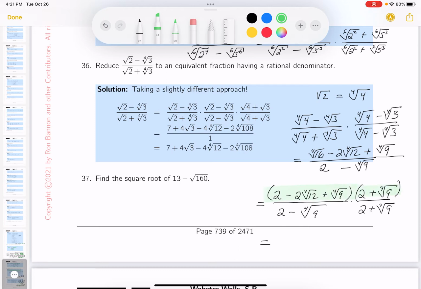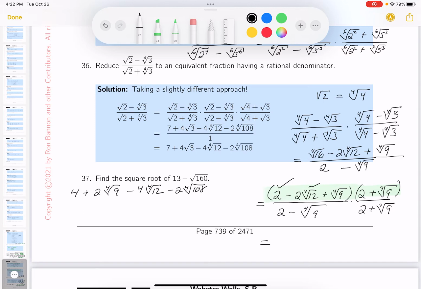Let's go to town. All right, I hate to do it to you, but I'm going to do it. 2 times 2 is 4. And then you got to get 2, 4th root of 9. So I just completed that. 2 times 2 is 4. 2 times the 4th root of 9 is 2 times 4th root of 9. Then I'm going to get minus 4, 4th root of 12. I'm doing this now. And then you're going to get minus 2, 4th root of, well, 9 times 12 is 90 and 18, 108.